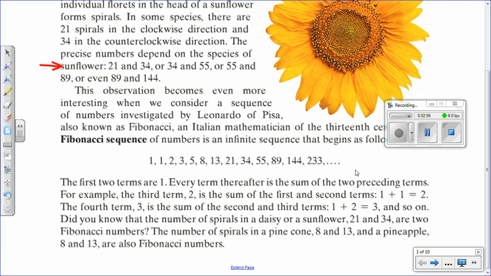But what I know is how they get the numbers. The first term and the second term are given to you. The first term is 1, and the second is 1, always. Then the third one results from the addition of the first two. So 1 plus 1 is 2. Then 1 plus 2 is 3. Then 2 plus 3 is 5. And then 3 plus 5 equals 8.